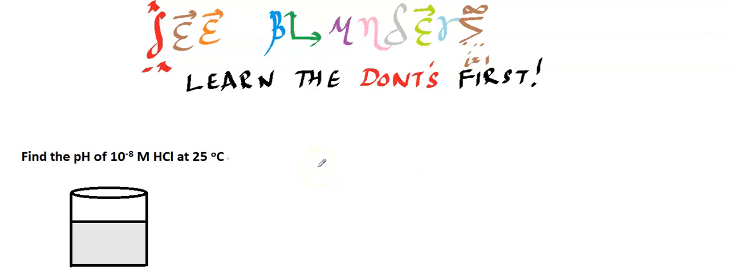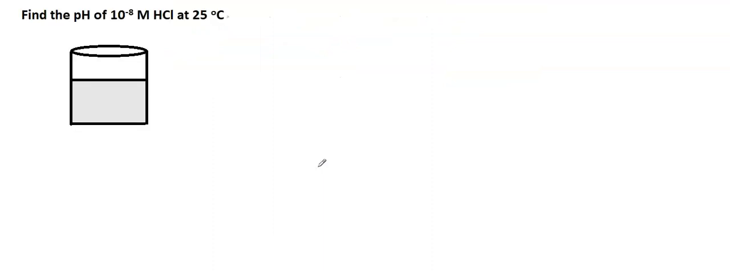Find the pH of 10 power minus 8 molar HCl at 25 degrees Celsius. Now at first glance, this is what I'm tempted to do. 10 power minus 8 molar HCl. Well, HCl is a strong acid, so it's going to dissociate completely into H plus and Cl minus.